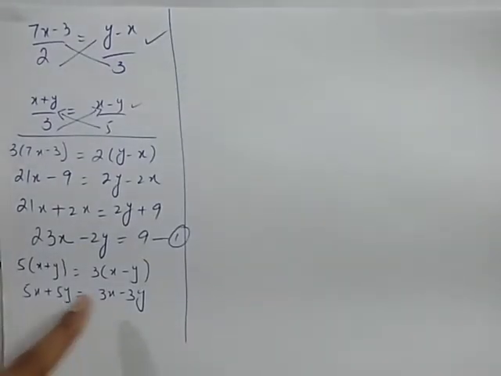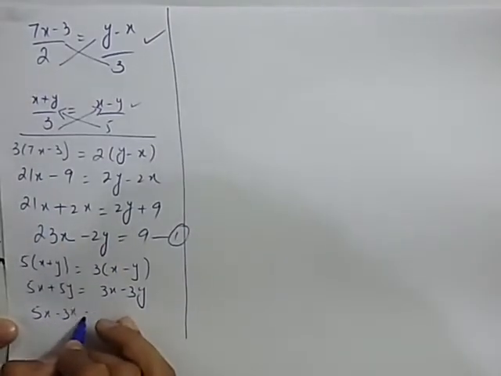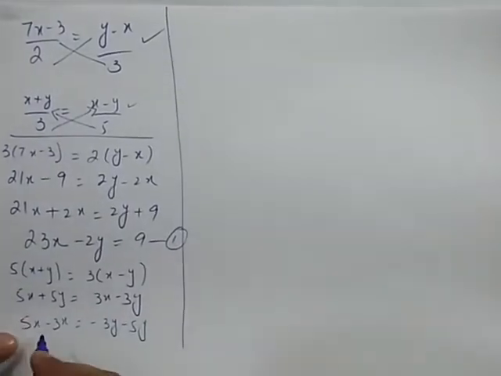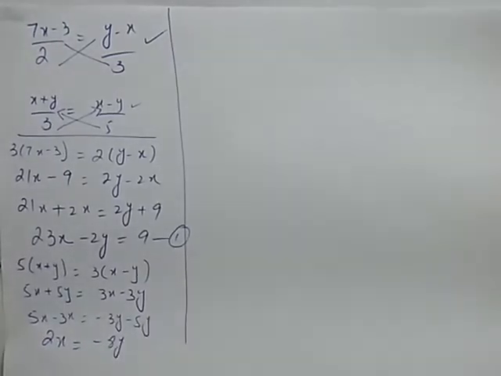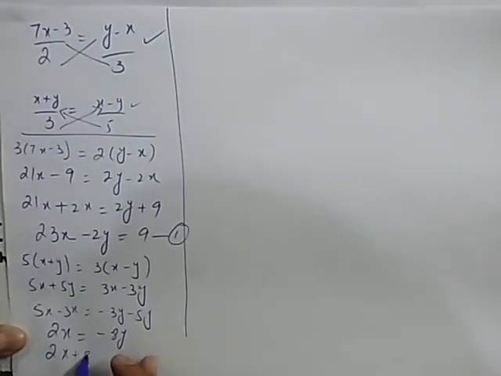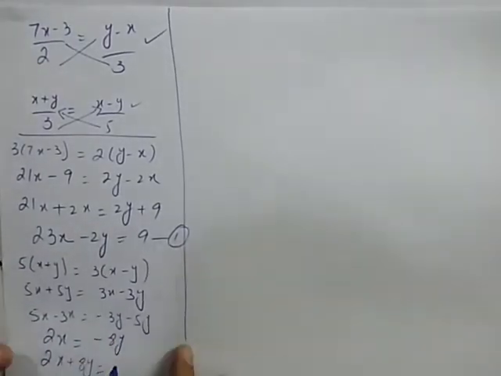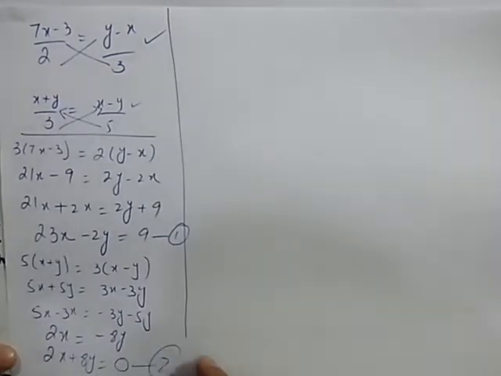Now you know that x will be shifted with x and y will be shifted to the y. So 5x minus 3x is equal to minus 3y minus 5y. 5x minus 3x answer is 2x. Minus 3y minus 5y answer is minus 8y. As I told you, these are two variables, so for making them an equation, this 8y will be shifted over there. So it will become 2x plus 8y, and when we shift 8y to the other side, here will be 0 because there is no value that is left. So this is equation number 2.